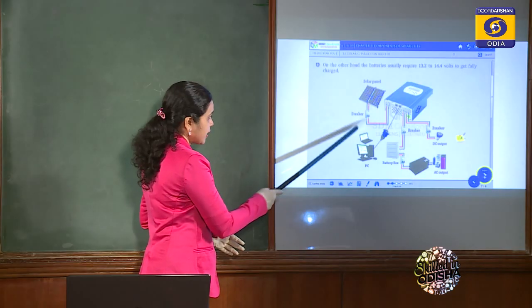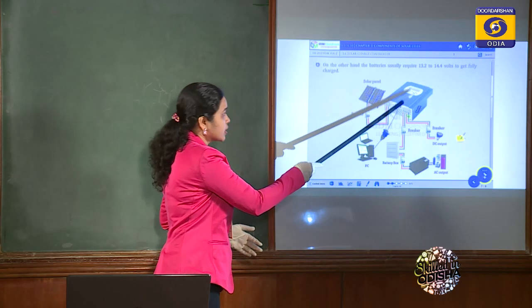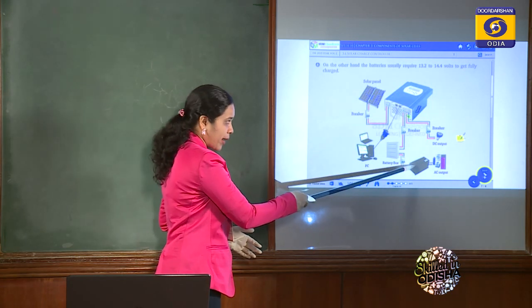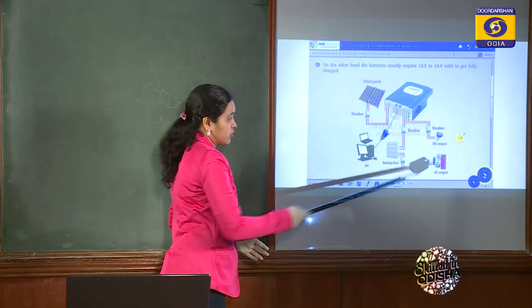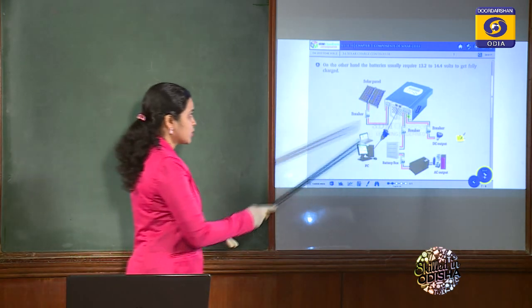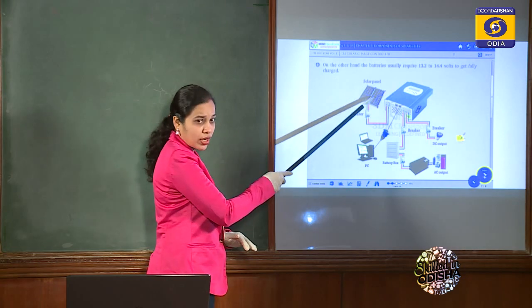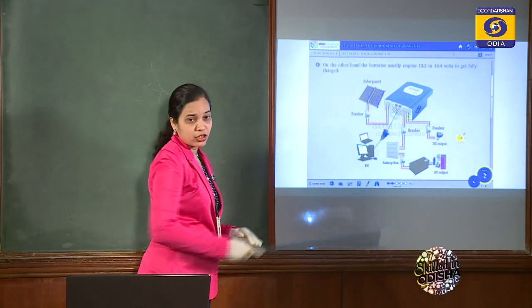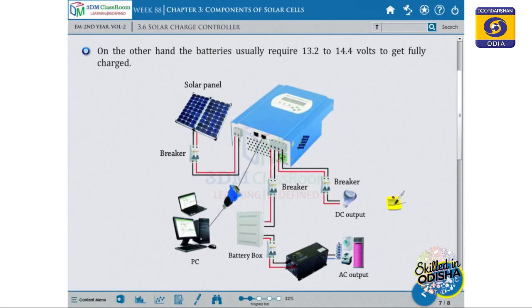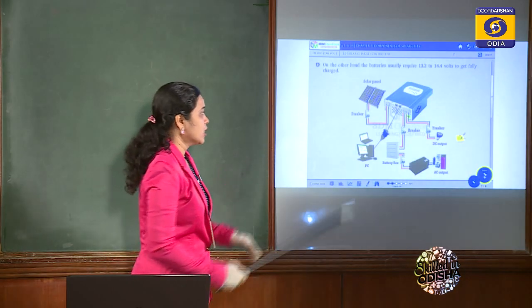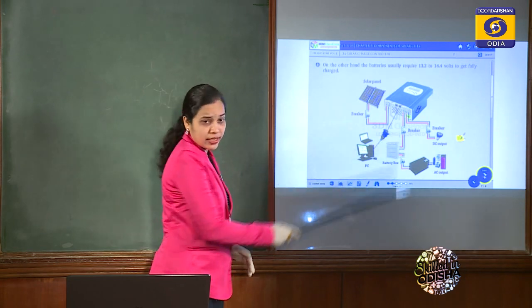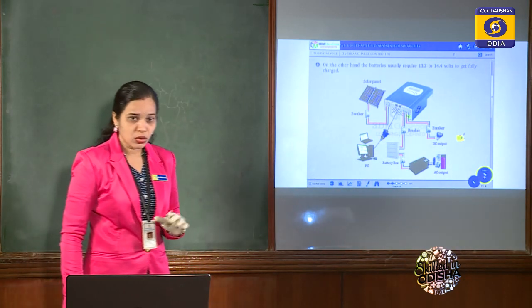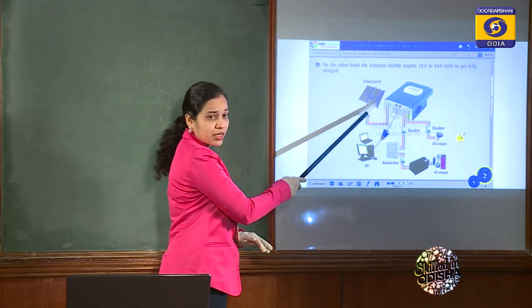First of all, the solar panel is connected to the solar charge controller. The solar charge controller is connected to the battery, and the battery is connected to the inverter. So how does this system run? First of all, the solar panel receives sunlight and this sunlight is converted into DC voltage, and generally one solar panel gives an output of 15 to 24 volt. The battery used here is a 12 volt battery, so the solar panel gives an output of 20 volt.